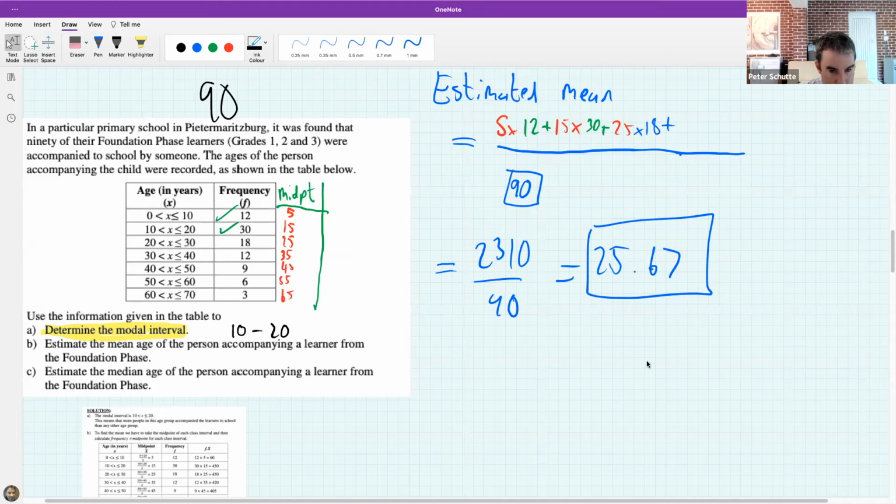Okay, if you are comfortable, then I would like you to move on to question C, which is finding the median age, or I'm going to call this the median interval, of the person accompanying the learner. So the median. I want you to think back to what we need to help us with the median. We always calculate the position. And then when we calculate the position, what do we need to do to help us track which interval it's in? So over to you guys. Can you find the median age of the person accompanying the learner? And we're looking at the table.